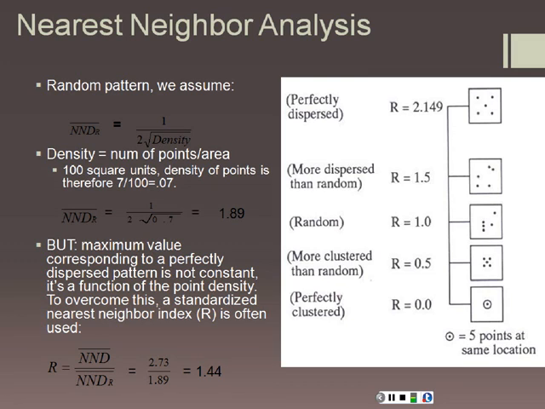Perfectly dispersed would be like that rich person living next to a poor person living next to a rich person living next to a poor person example. That would have an R value that would be very high. Whereas a perfectly clustered pattern, which would be all the points in your data set at the exact same location, would have a value of 0. So we can begin to get at whether we have clustering going on, or whether our points are more dispersed, or whether they're completely random.